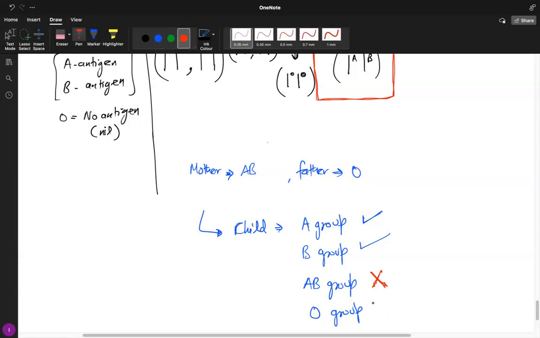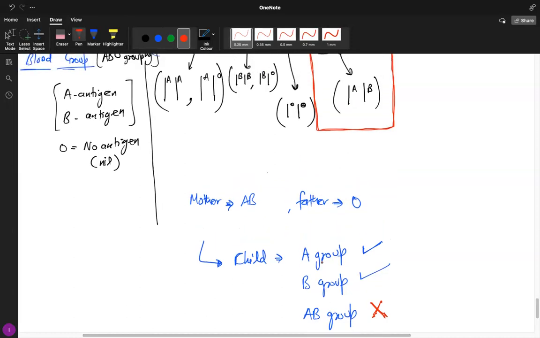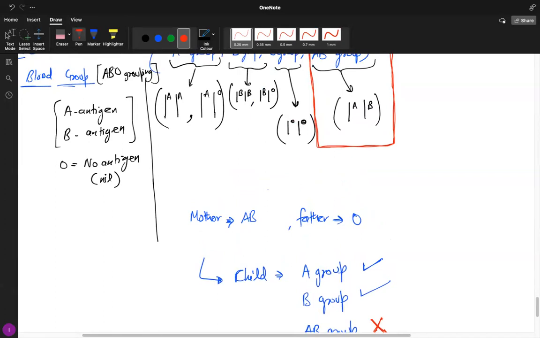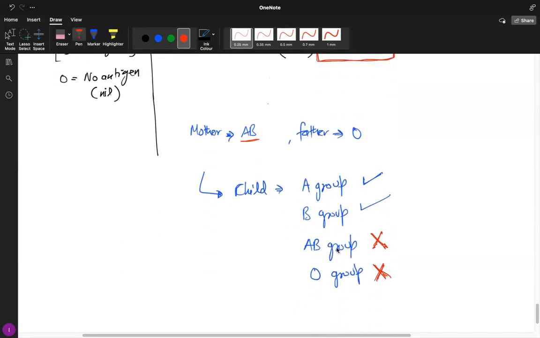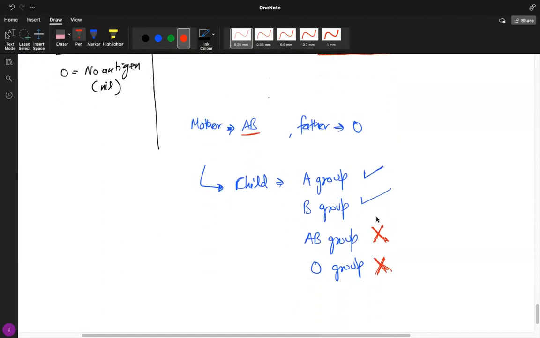Why? Yes, because to be an O group, there is only one possibility, that both your alleles are IO. In this case, the mother is AB, so father will for sure give IO, but mother can never give another IO. She will either give A or B. In any case, either the baby will be A group or B group, but the baby cannot be AB group or O group. Does that make sense, Mariam and Rabia?